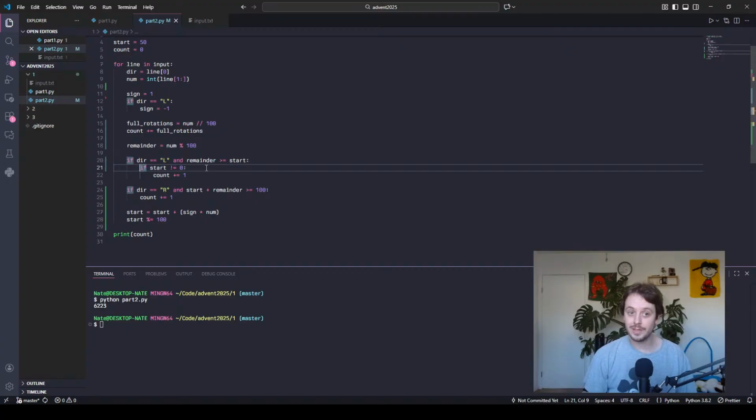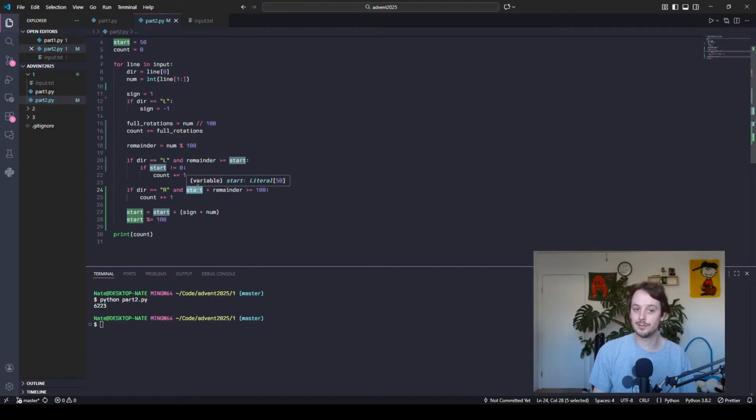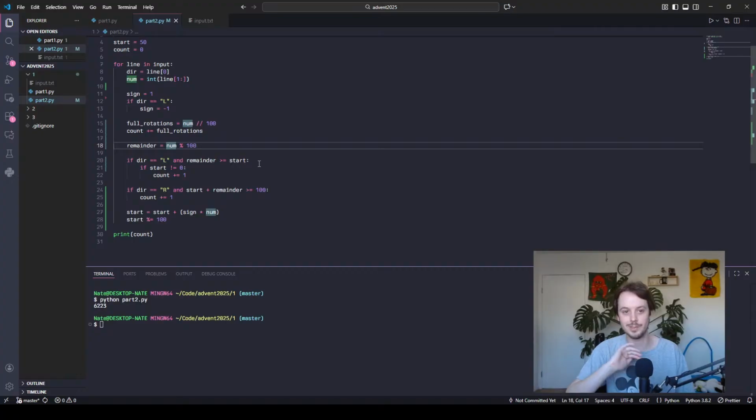I did already talk about this, but if I start at 0 and I'm going to the left, then based on this, I'm always going to be passing 0, but that's not true because I already counted that when I landed on 0. So I have to add this little start not equal to 0 to solve that. For the right side, I don't have to worry about that, because I'm not comparing with 0, I'm comparing with 100. So if I start at 0, I'm never going to make it to 100 with my remainder, because my remainder is percent 100. So I just don't have to worry about it going that direction.